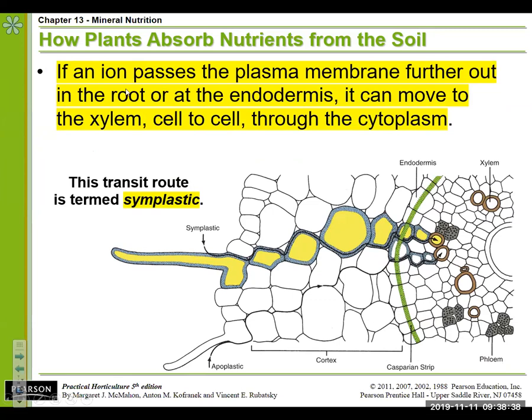If the ion is passing through that plasma membrane further out in the root or at the endodermis, it can move to the xylem cell to cell through that cytoplasm itself, and that is the symplastic movement that is pictured here versus the apoplastic movement.